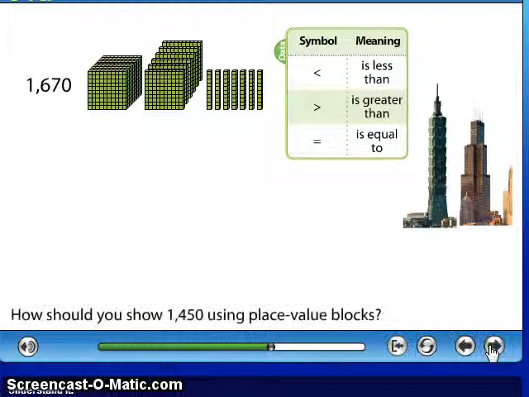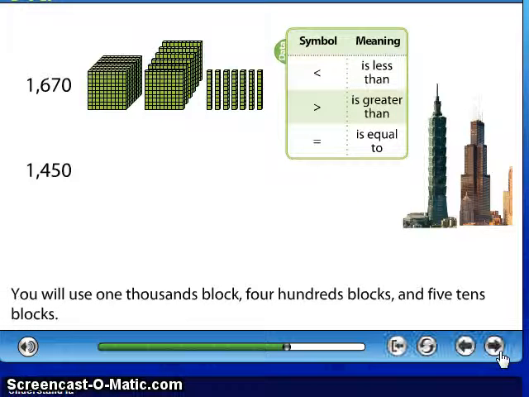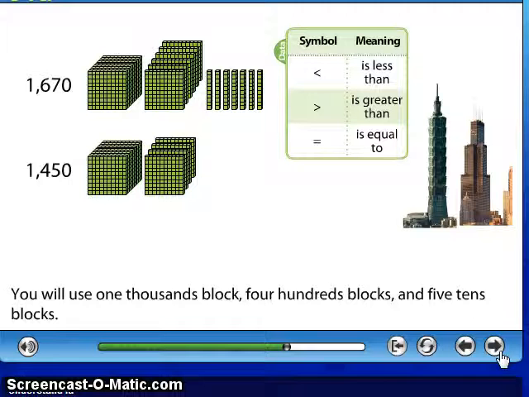How should you show 1,450 using place value blocks? It's going to be the same thing. You're going to use a 1,000 block, so the 1,000 block will go here. You'll have 4 hundreds flats right here, 5 rods, but there won't be any units. You will use 1,000s block, 400s blocks, and 5 tens blocks.